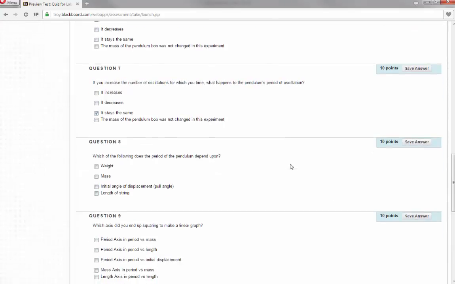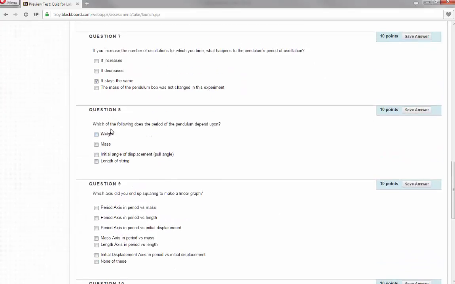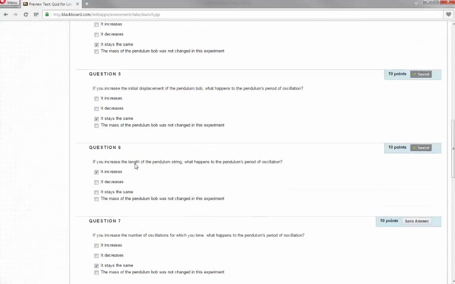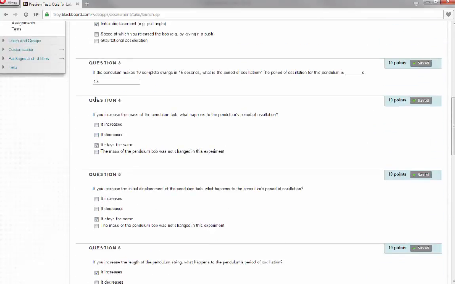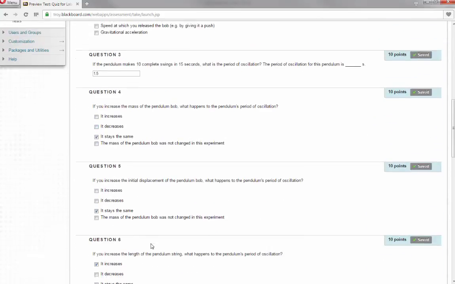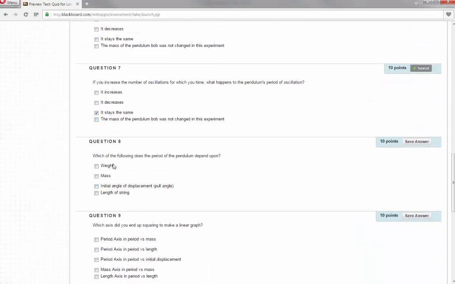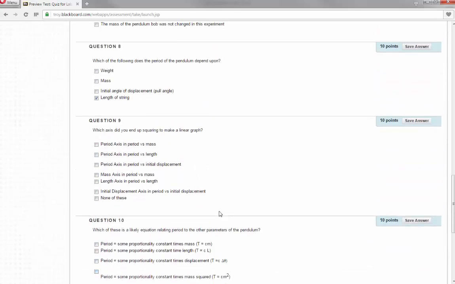Question 8 then asks, which of the following does the period of the pendulum actually depend upon? Well, that's kind of the same question as questions 4, 5, and 6. It's just basically asking you to pick which one of these things has some real effect on the pendulum. And we found that the mass and therefore the weight didn't matter, and that the initial pull angle doesn't matter, but that the length of the string does. So that brings us on to question 9.